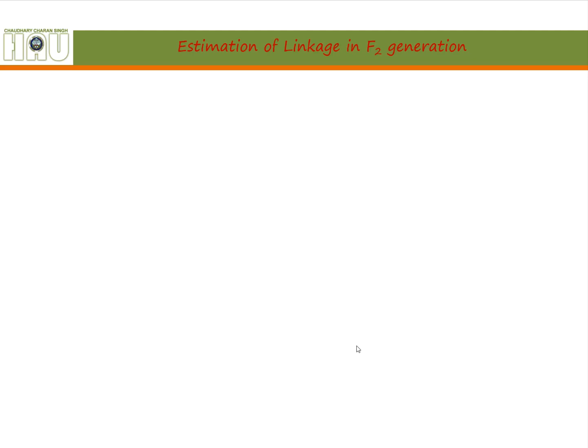So in last class we have discussed the estimation of linkage in backcross data. In this class we will discuss another case, say estimation of linkage in F2 generation. So for this, let us consider an F2 generation in which the first generation we will get capital A, small a, capital B, small b crossed with capital A, meaning selfing is there.